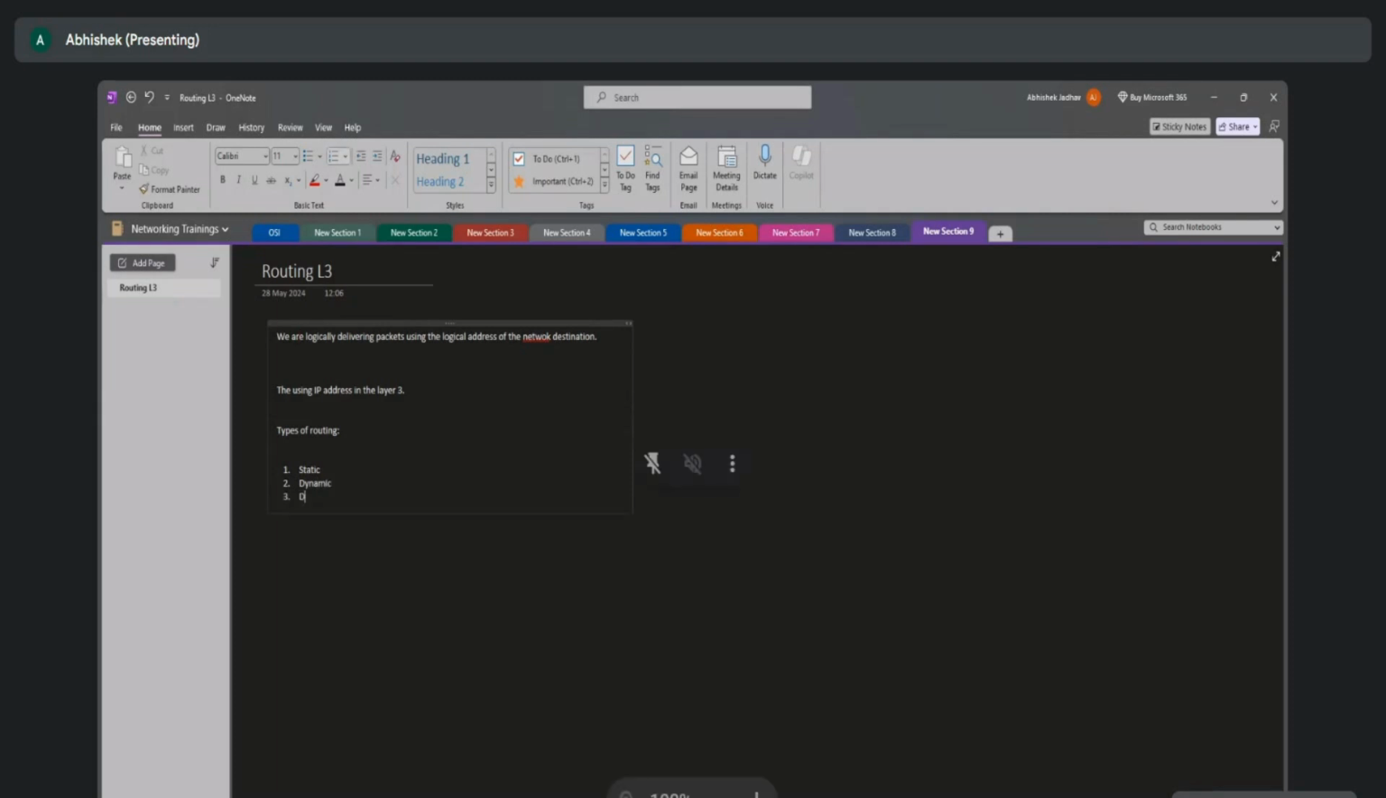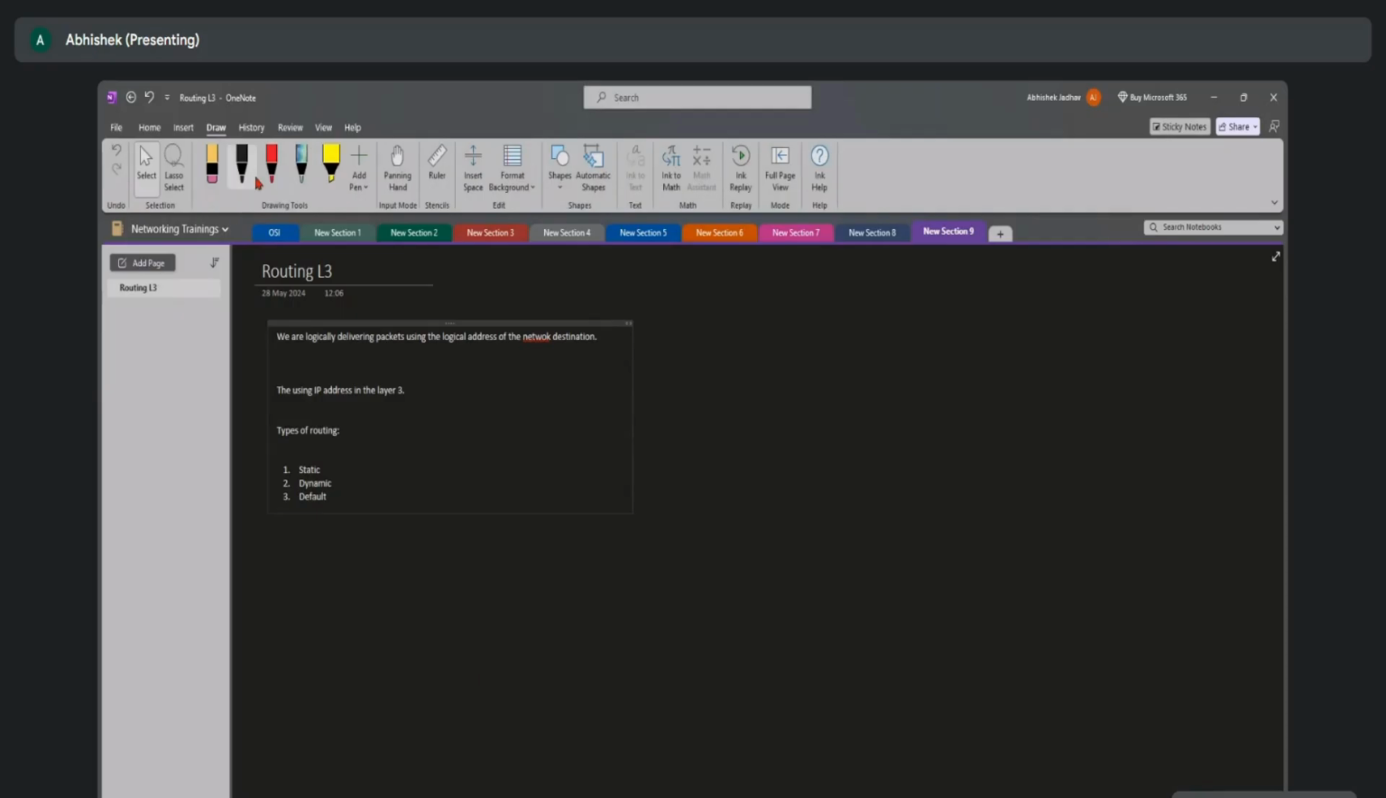and we have default, right? Among which the most important one is the dynamic routing, right? So let's come one by one.